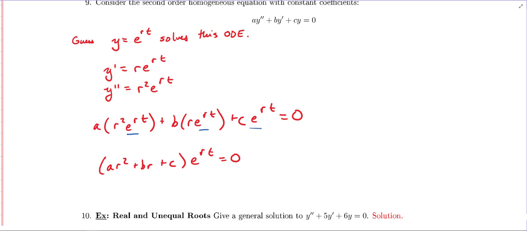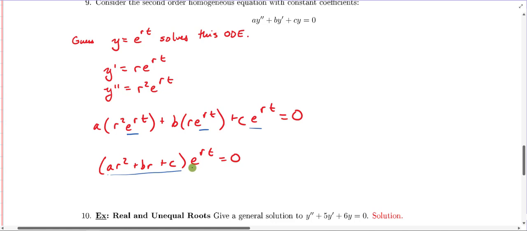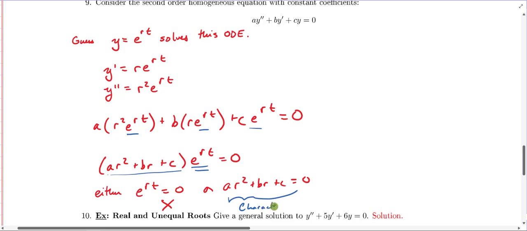And just be careful here. We've got two factors, and they're being multiplied together to equal 0. So by the zero product property, either e to the rt equals 0, but that never happens because there's no number I could plug in for t to make that output a 0. Or the quadratic equation, ar squared plus br plus c, must equal 0. And this is what we're going to call the characteristic equation. So that's our characteristic equation.